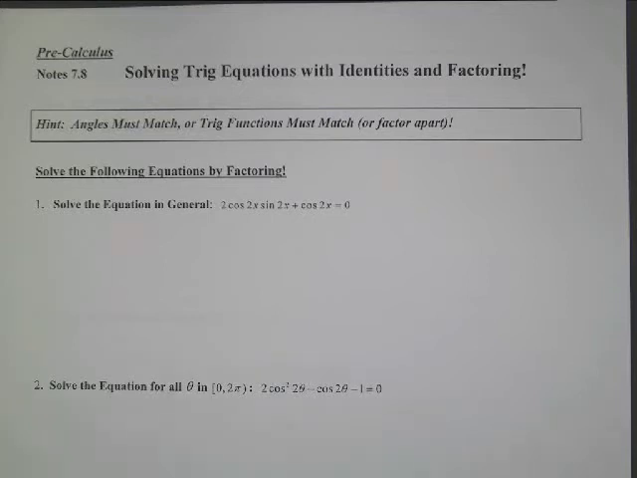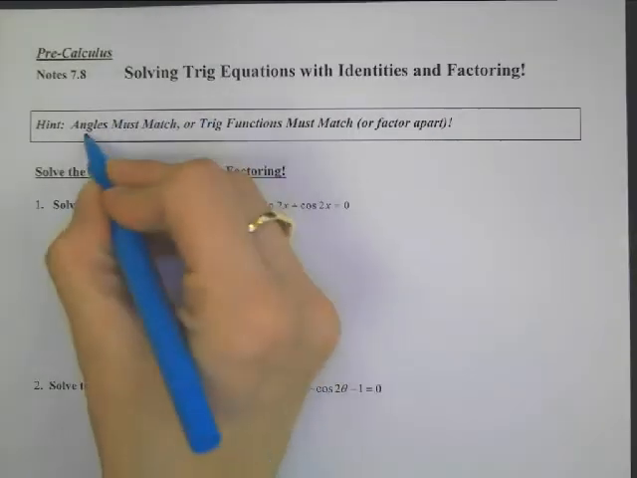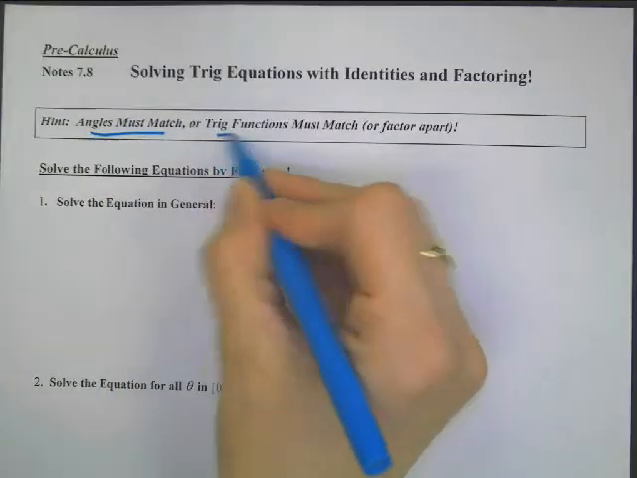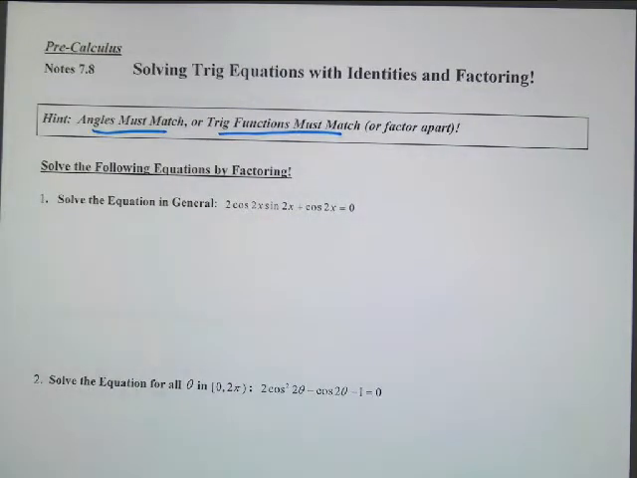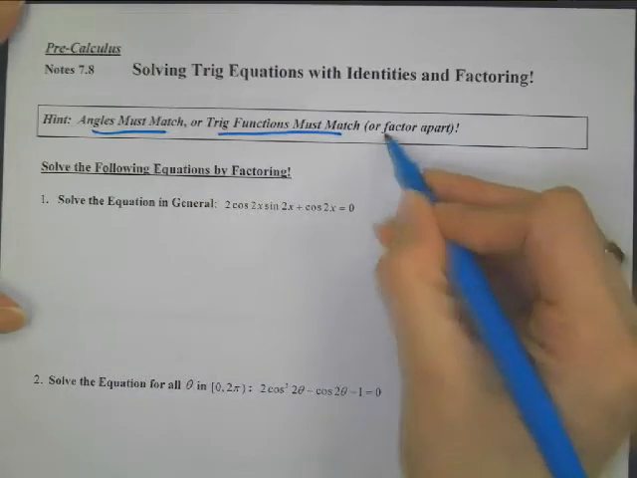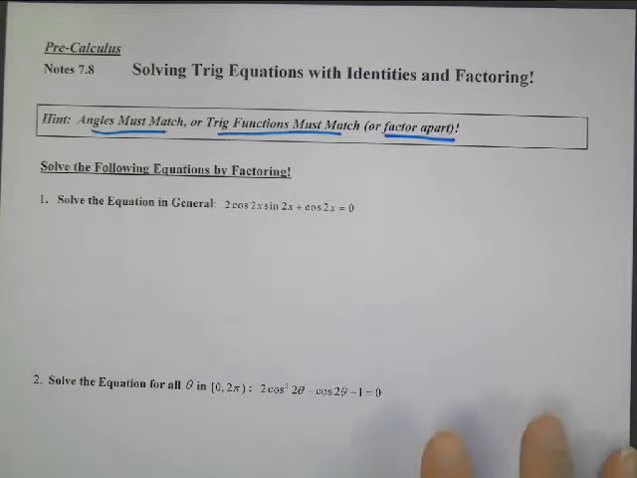So this last lesson is going to focus on solving trig equations with identities and with some factoring. Okay, so this is the last lesson, so it's going to be the fanciest of all the lessons in solving. And here's some hints for you. When you are solving, the angles must match, or the trig functions must match. And if they don't match, then you must be able to factor them apart and separate them.